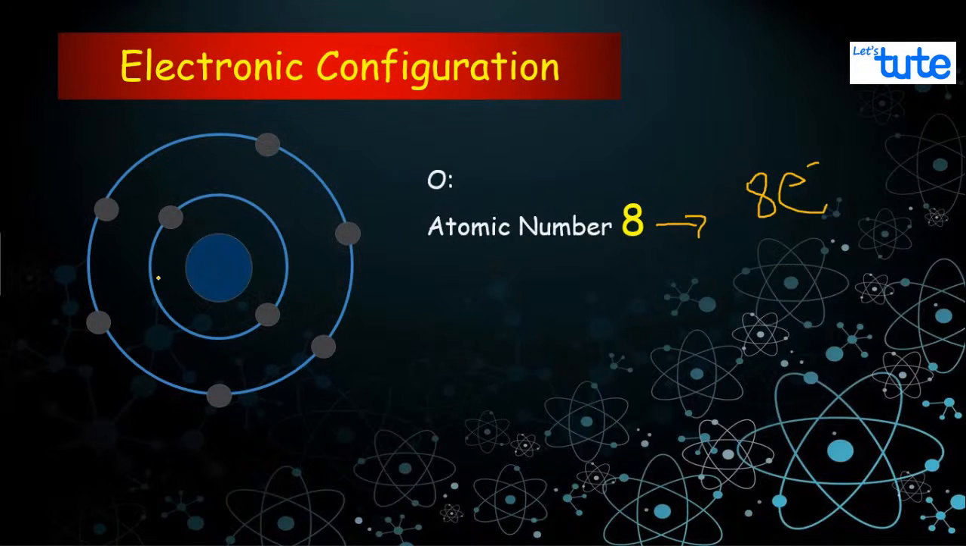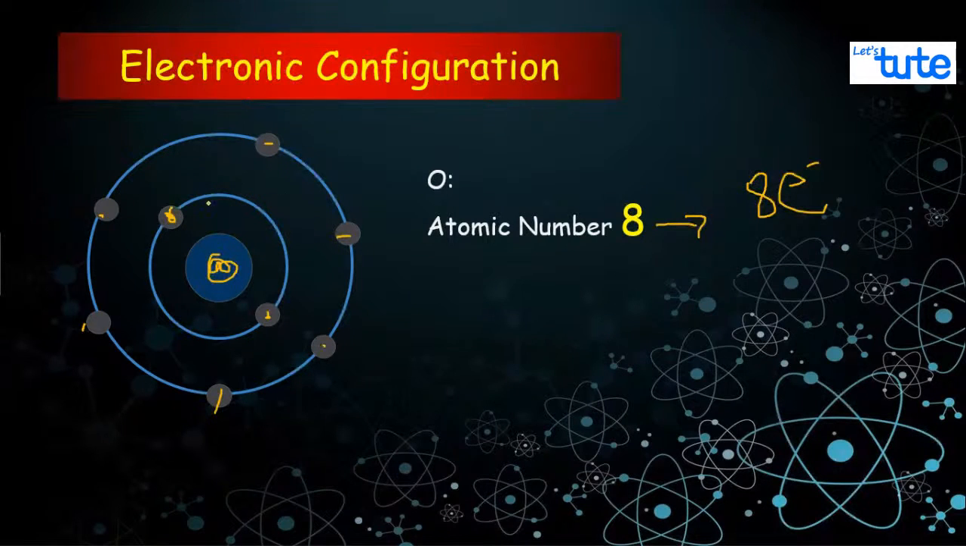So let's quickly draw the structure. The first thing will be your nucleus. The second will be your first shell, and it can hold only 2 electrons. So first electron and second electron. And then comes your next orbit. It will have 1, 2, 3, 4, 5, and 6 electrons. So in total, it's making 8 electrons. I hope you got this.